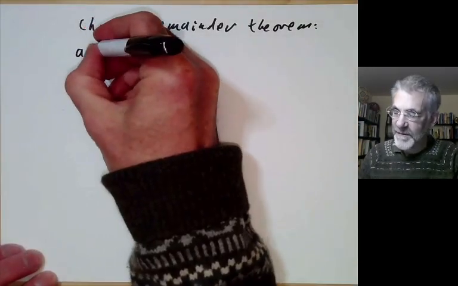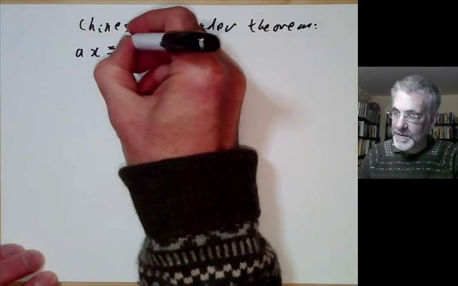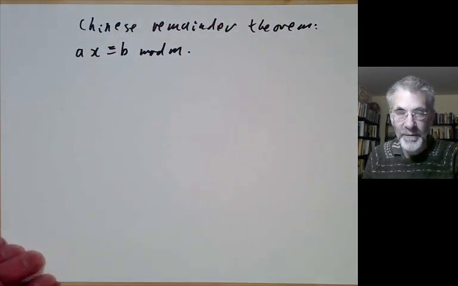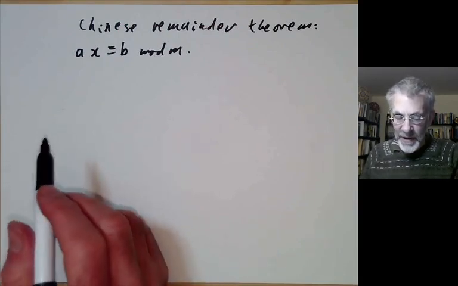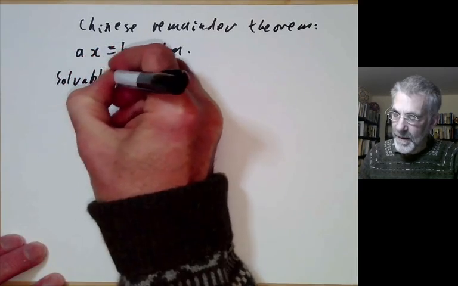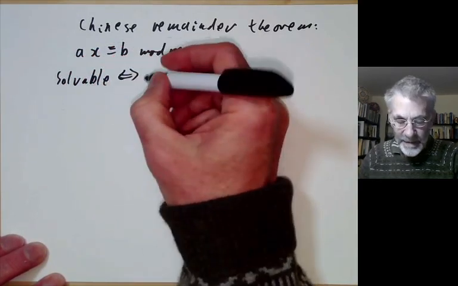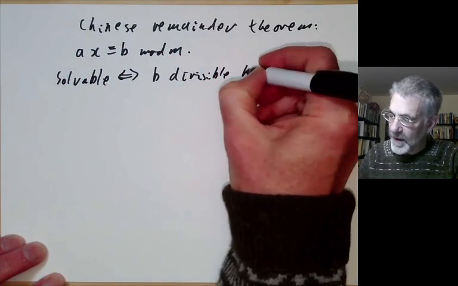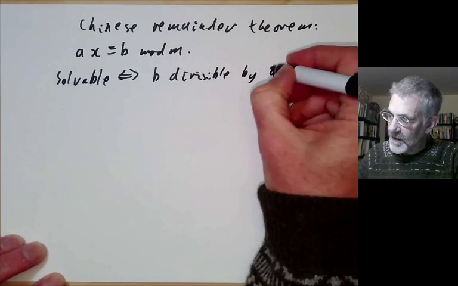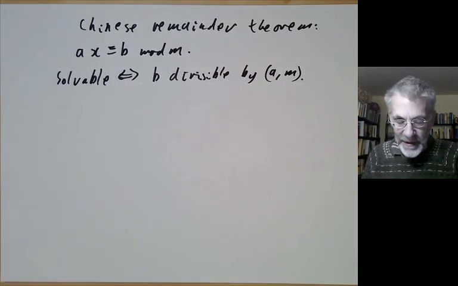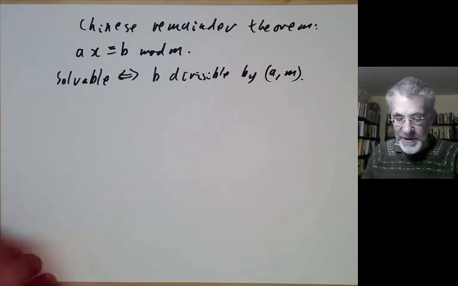Suppose we want to solve a congruence ax is congruent to b modulo m, where a, b, and m are given. We saw in the discussion on Euclid's algorithm that this is solvable if and only if b is divisible by the greatest common divisor of a and m. This is obviously necessary, and Euclid's algorithm shows that it's sufficient. So let's just do a quick example.